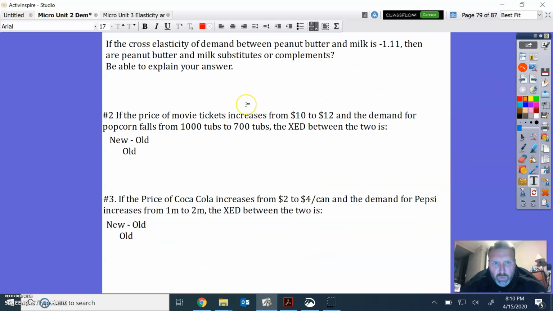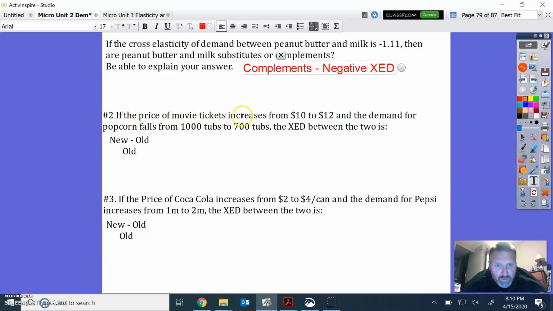Okay, and I'm going to talk you through these different types here. If the cross-price elasticity of demand between peanut butter and milk is negative, then peanut butter and milk are substitutes or complements. Well, come on now, you can think this one through a little bit, right? You're not going to substitute those two, but the key is that it's negative. The cross-price elasticity is negative, okay? So we know for a fact that they're complements, right? Because a negative XED.